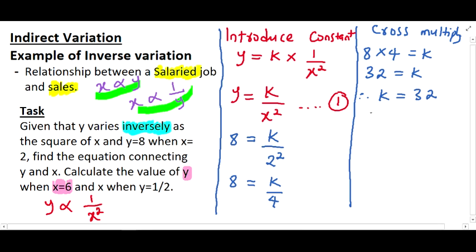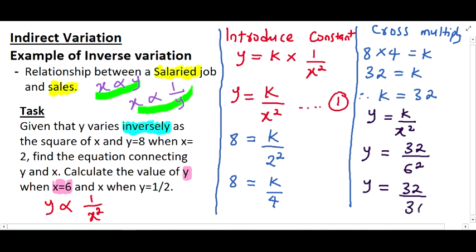So the general equation says that y is equal to k over s squared. Now calculate the value of y, which means y is missing. K is 32 and s is 6. So we have 6 squared because of the squared in our equation. So y is equal to 32 over 6 squared, which is 6 times 6, and that is 36.